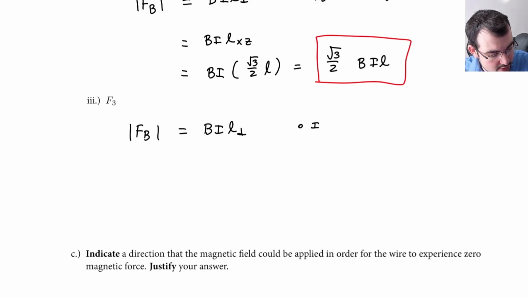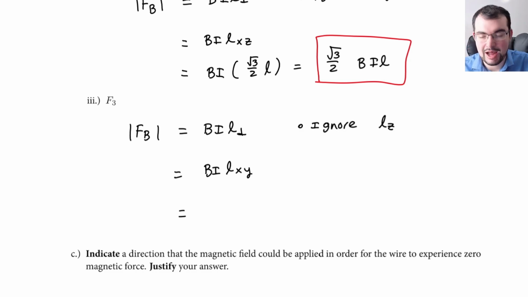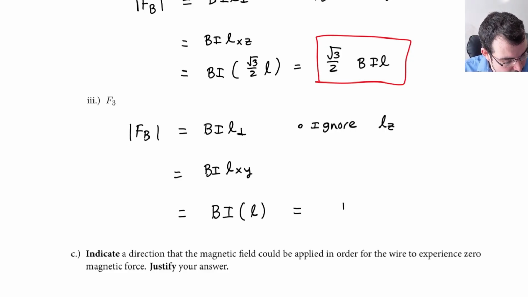Except now we ignore the length in the Z direction. Well, that really means we're ignoring nothing. Because if we want the length of the wire in the XY direction, meaning the XY plane, well, that's the full length. So we get BI times just a full L, because there's nothing that gets ignored. So we get 1 BIL. And that is the greatest.